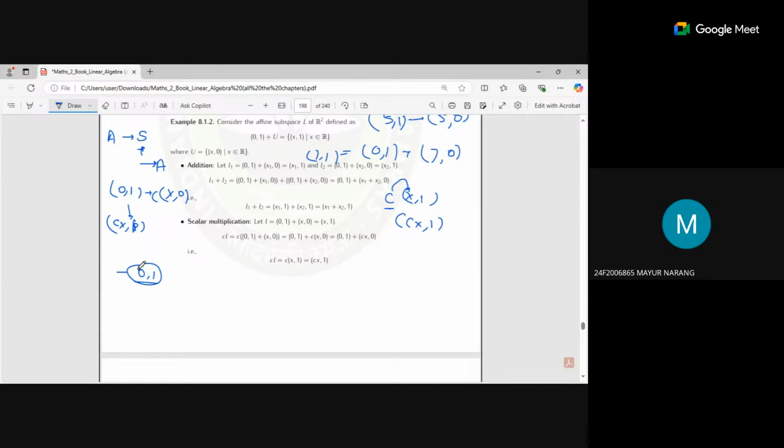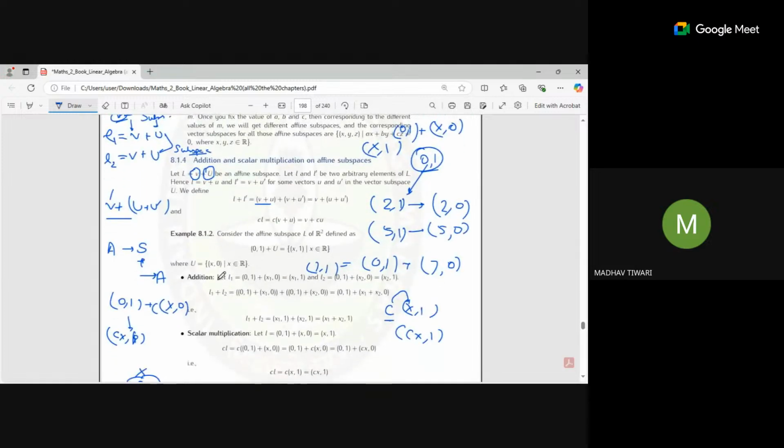For any affine subspace, we have to remove (0, 1) to get the subspace? Not for every affine subspace. Each affine subspace has its respective translatory point or translatory vector. It can be anything, suppose (2, 1). How do we know what the point is? It is given in the question as your translatory vector.